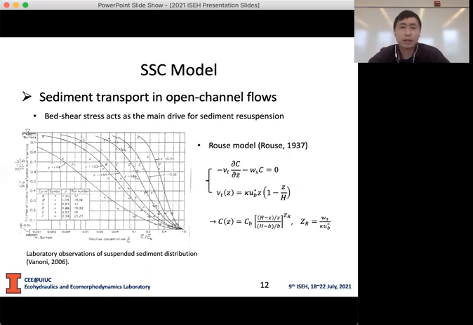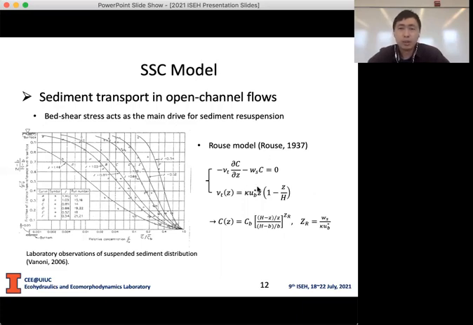So to derive an SSC model for the vegetation, we first quickly review the previous model for the suspended sediments. As I mentioned previously, sediment transport has been studied since the early 20th century, but most of the previous studies focused on cases in open channel flows without considering the effects of vegetation. And the Rouse model has long been recognized as a useful model to predict suspended sediment concentration in open channel flows, which addressed that the bed shear stress provides the main lifting force to suspend sediment particles in water. And it is derived based on the equilibrium concept between the turbulence stress and the sediment settling.